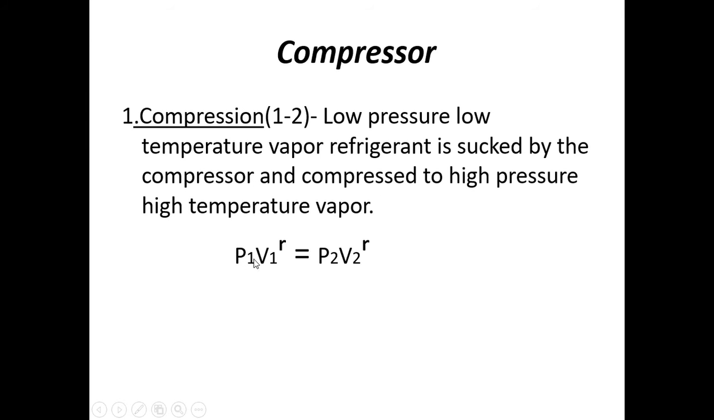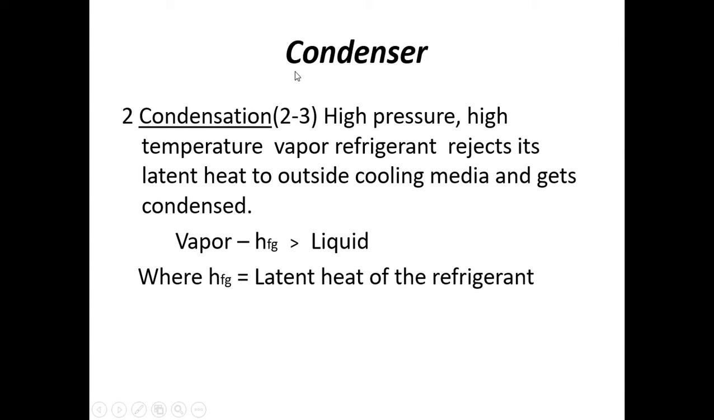It follows the law P1 V1 raised to gamma equals P2 V2 raised to gamma, where gamma is equal to Cp by Cv. Now another device called the condenser. As I explained earlier, the condenser is a coil where high pressure, high temperature vapor refrigerant, when it passes through the condenser coil, rejects its latent heat to the outside cooling media and gets condensed. That is, vapor rejects its latent heat to the outside atmosphere and gets liquefied. Here you can see vapor minus hfg gives liquid, where hfg is the latent heat of the refrigerant.